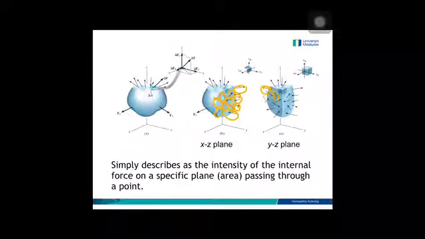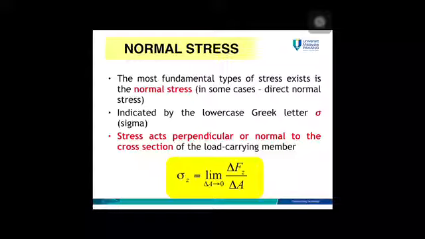Normal stress. The most fundamental type of stress that exists is the normal stress. It is indicated by the lower-case Greek letter sigma. Normal stress acts perpendicular or normal to the cross-section area, given to you by this equation. Here it states that the normal stress is the most fundamental stress that every engineer needs to know. This is the symbol for normal stress, which is sigma.